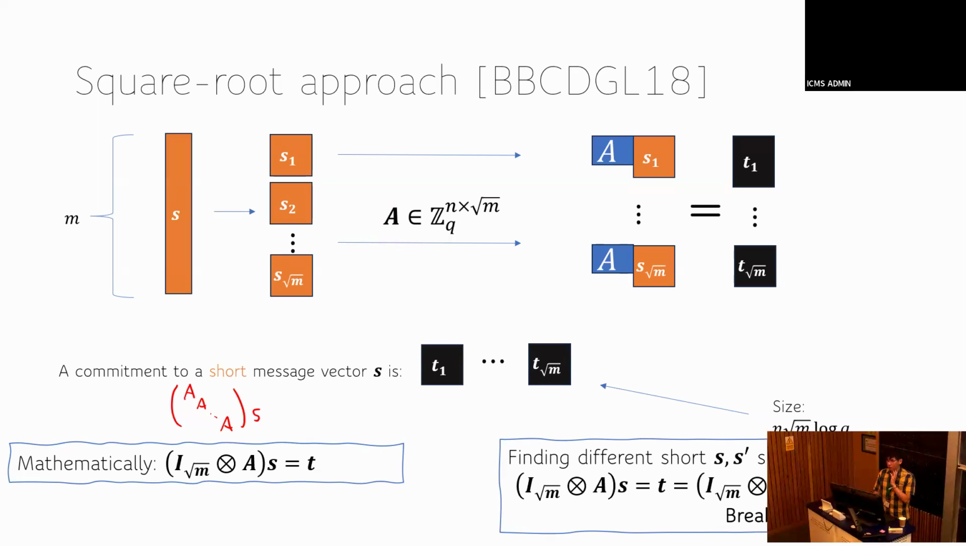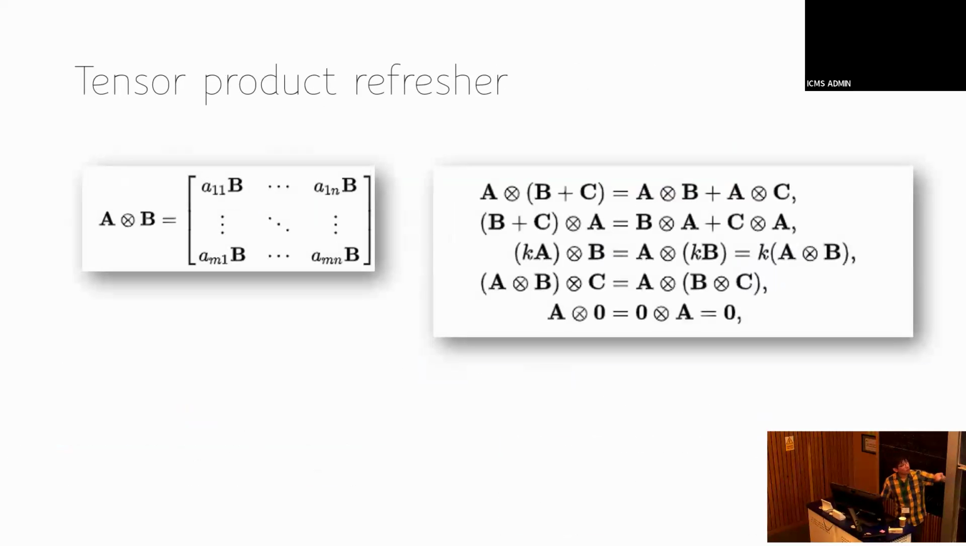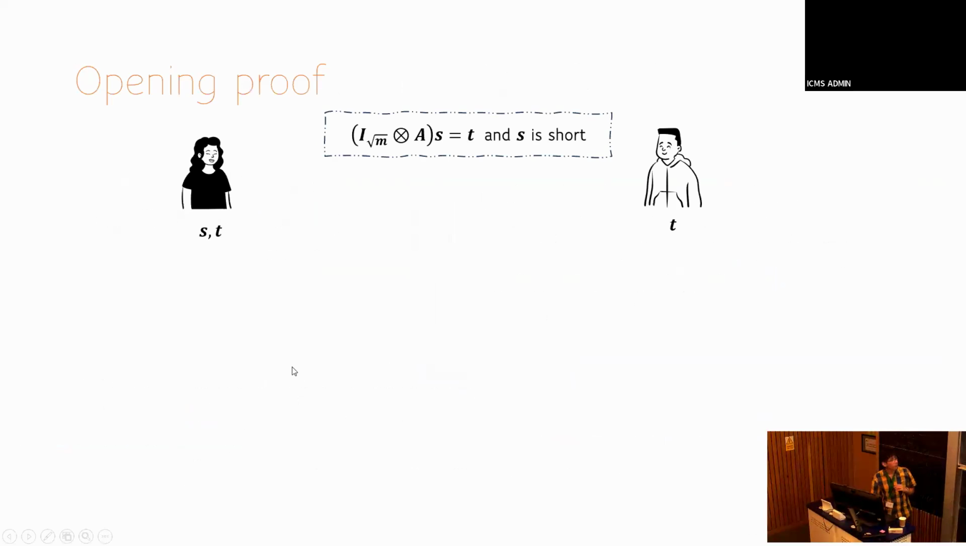Okay, any questions so far? Okay, so these are simple properties of the tensor product. And I will mostly use this part, the mixed product property.